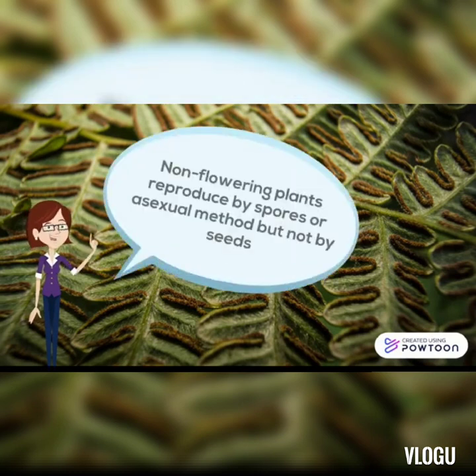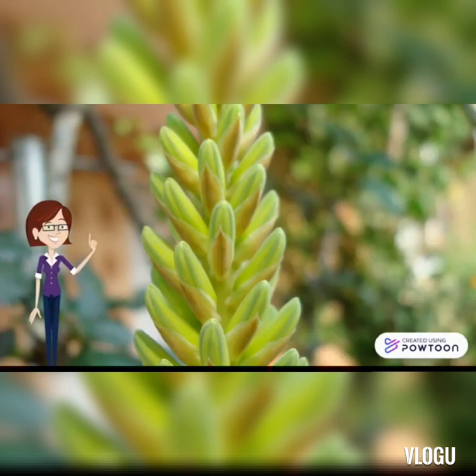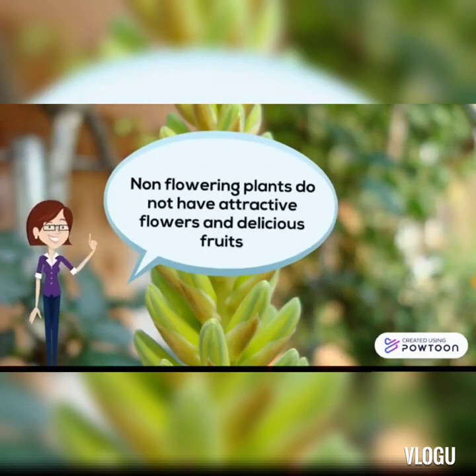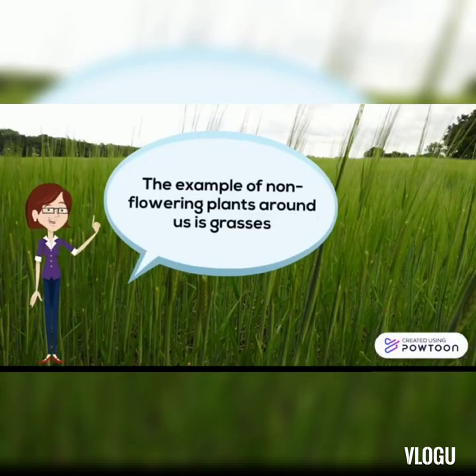Non-flowering plants reproduce by spores or asexual method, but not by seeds. Non-flowering plants do not have attractive flowers and delicious fruits. The example of non-flowering plants around us is grasses.